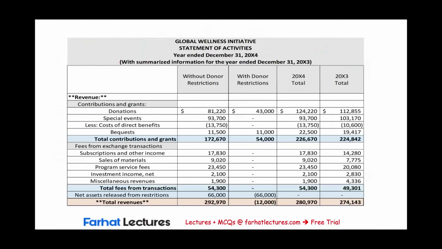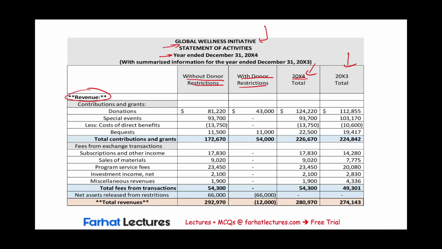So this is the statement of activities, no surprises. It starts with revenues. We have a column without donor restriction, a column with donor restriction, and this is the current total for 20X4, and this is the prior year. It's a comparative statement of activities. This company is a global wellness initiative. Statement of activities, year ended December 31st, X4.